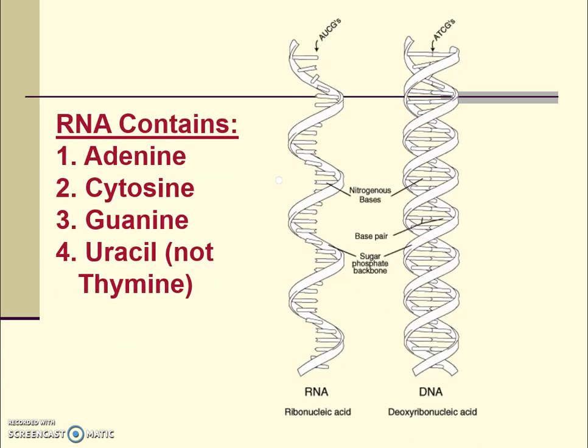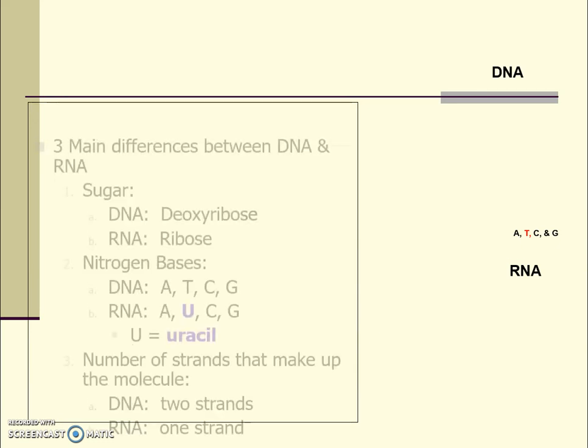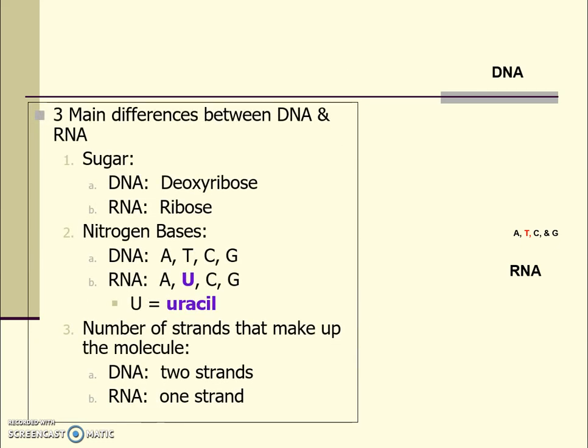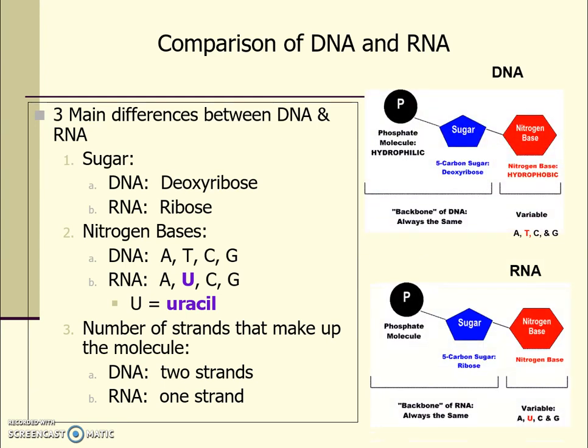So let's look at the two structures side by side. We have the structure of DNA and RNA, and as you can tell, RNA is single-stranded as compared to DNA. Now, the three main differences between DNA and RNA that I just mentioned: they have two different sugars. DNA has deoxyribose, RNA has ribose, and there's a difference of nitrogenous base between the two. DNA has thymine and RNA has uracil, and DNA is double-stranded and RNA is single-stranded.